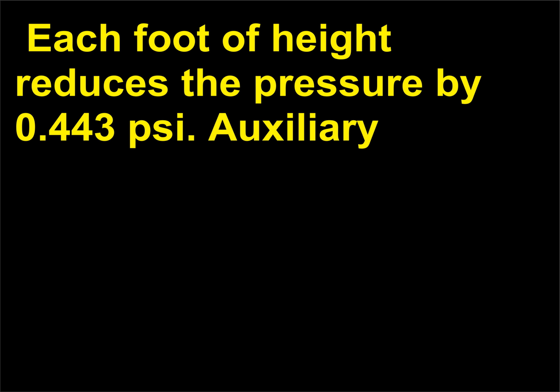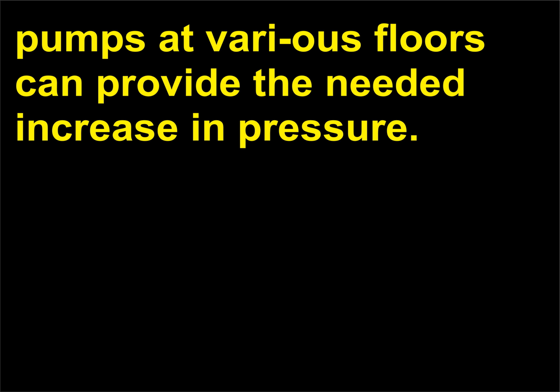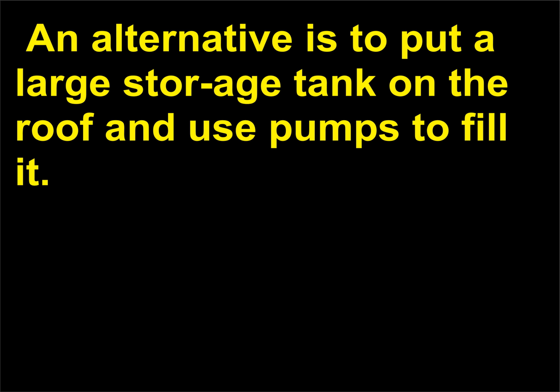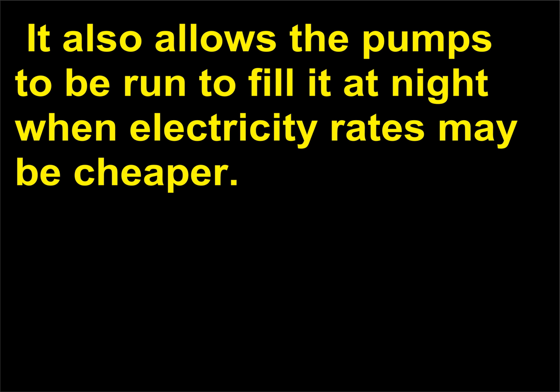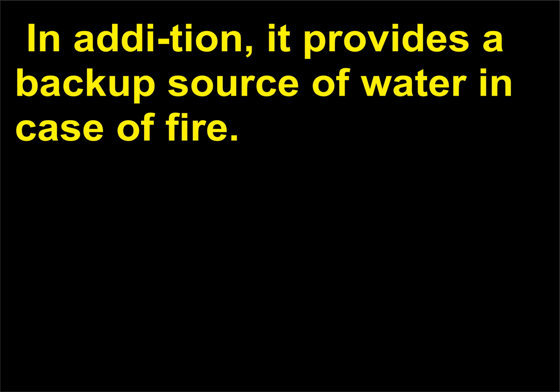Auxiliary pumps at various floors can provide the needed increase in pressure. An alternative is to put a large storage tank on the roof and use pumps to fill it. It then supplies the building with water under pressure due to the height of the tank. It also allows the pumps to be run to fill it at night when electricity rates may be cheaper. In addition, it provides a backup source of water in case of fire.